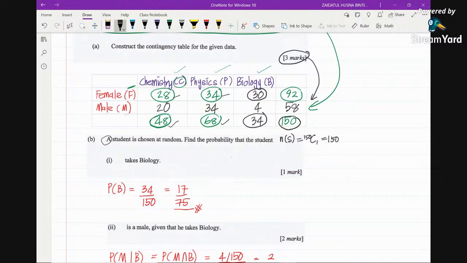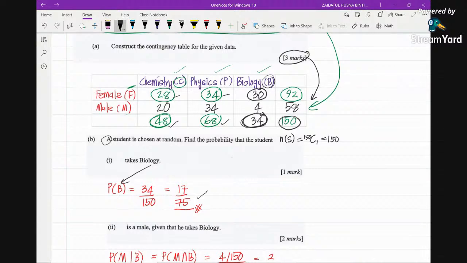A student is chosen at random. Find the probability that the student takes biology. So why do we have to denote letters just now? So that it would be easier for us to solve the question. Because we had denoted letter B for biology. Since the question asks for the probability that the student takes biology, this is the probability of B, P(B). Now you may just total up this. So 30 plus 4 will give you 34. Regardless of gender, we just take the total students taking biology. So 34 out of 150 is 17 over 75.